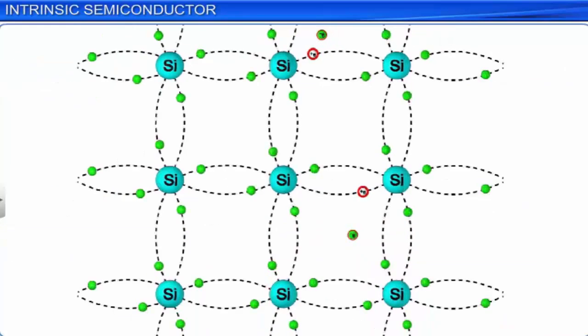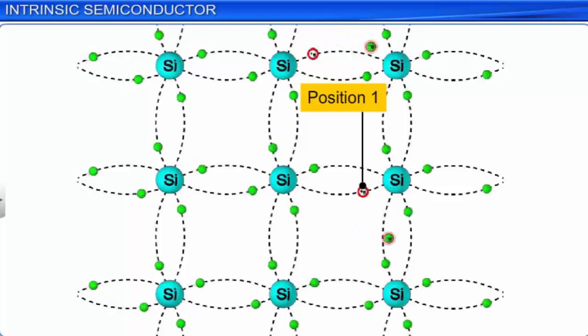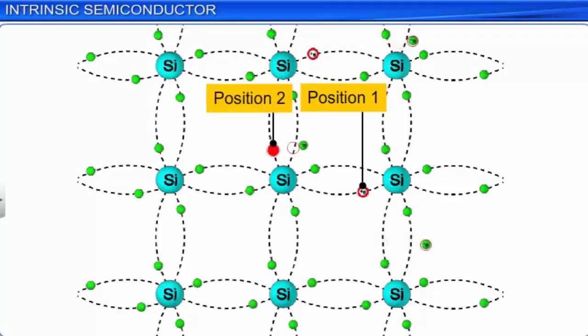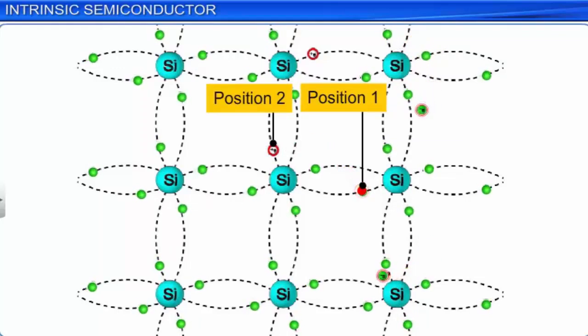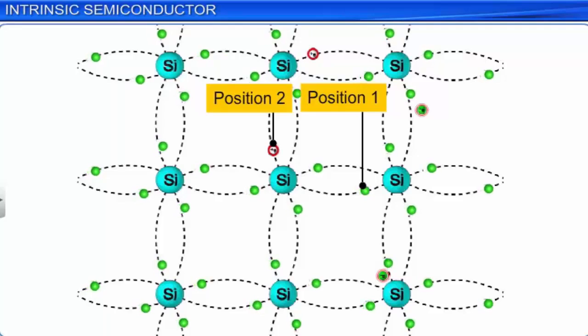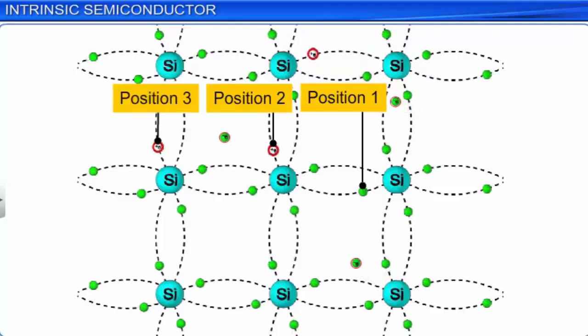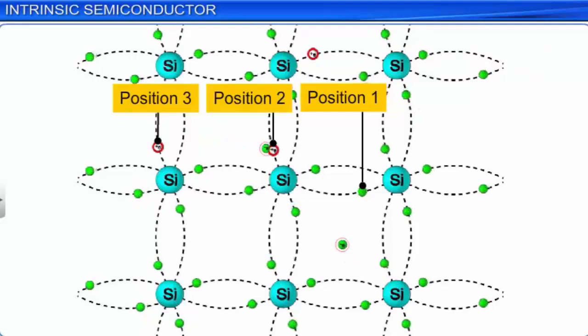Consider a hole or a vacancy at position 1 in the crystal lattice of a semiconductor. Now, an electron from position 2 can jump to occupy the vacancy at position 1. This fills the vacancy at position 1 but creates a vacancy or a hole at position 2. Similarly, an electron from position 3 can jump to occupy the vacancy at position 2. This fills the vacancy at position 2 but creates a vacancy or a hole at position 3.